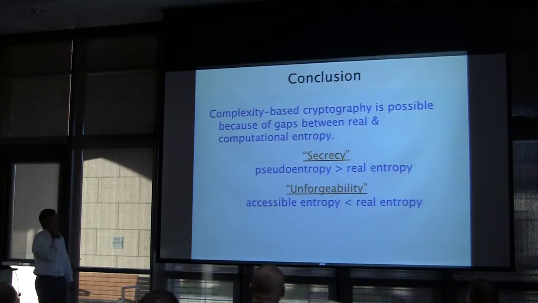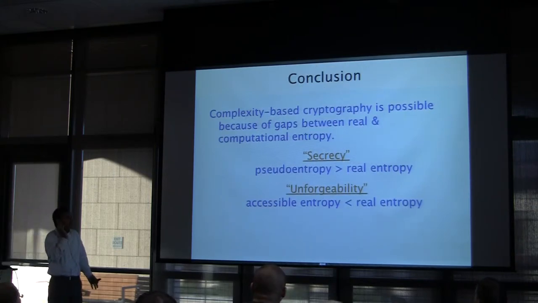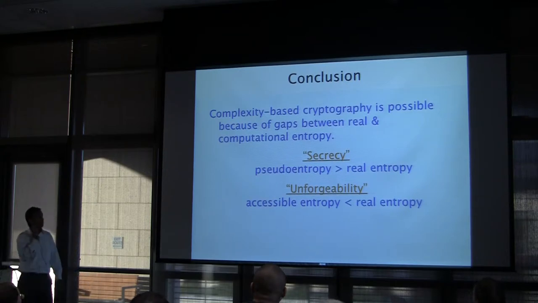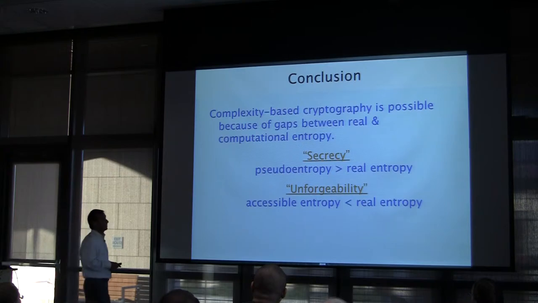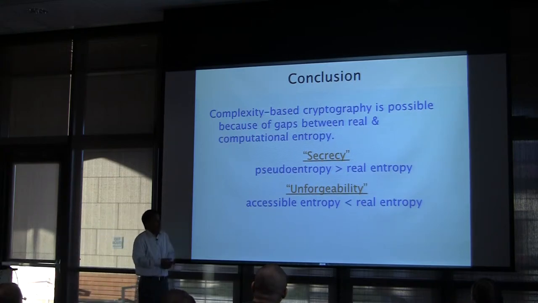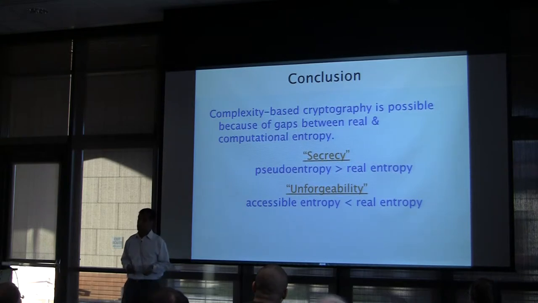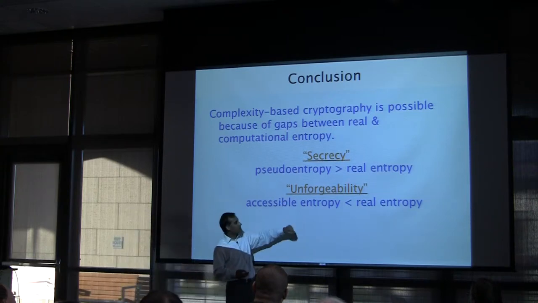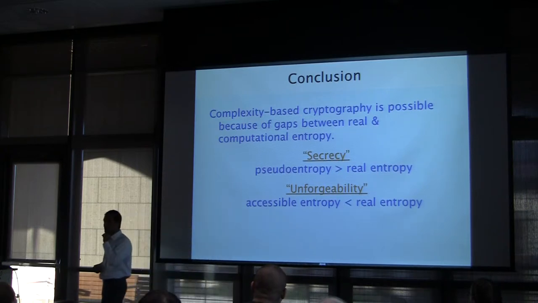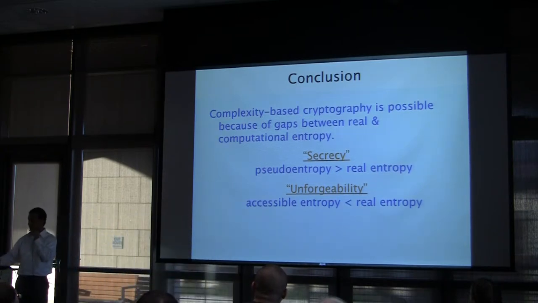So to conclude, the overall message that seems to be emerging is that complexity-based cryptography is possible because of gaps between real, that is information-theoretic, entropy, and computational entropy. Depending on what type of cryptographic primitive you're interested in, the notion of computational entropy may be different, and the relationship to the real entropy may be different. In particular, secrecy in cryptography roughly seems to correspond to having pseudoentropy larger than Shannon entropy. And these unforgeability-type primitives seem to correspond to having accessible entropy smaller than the real entropy.